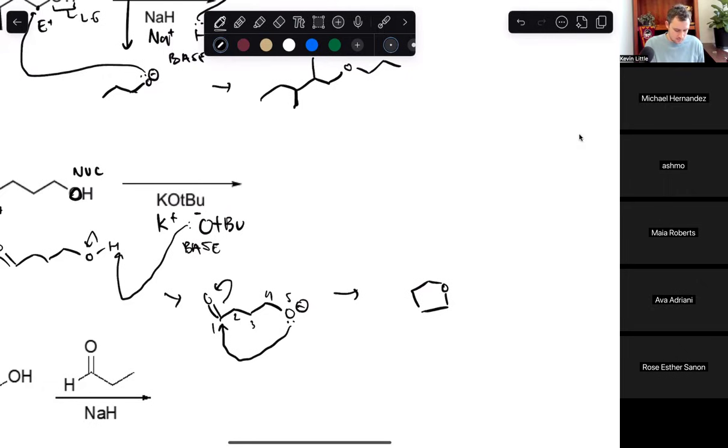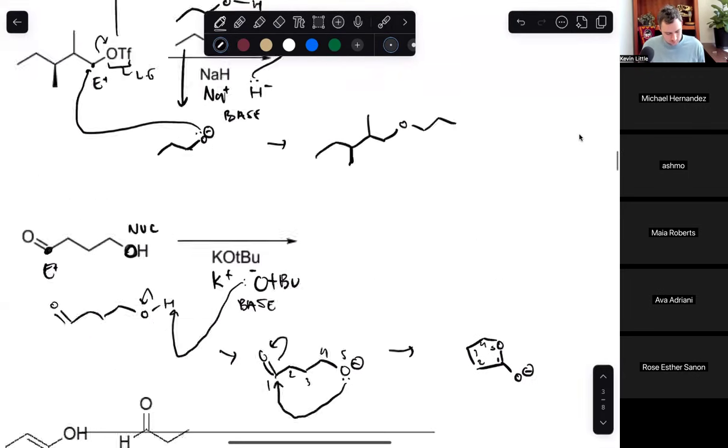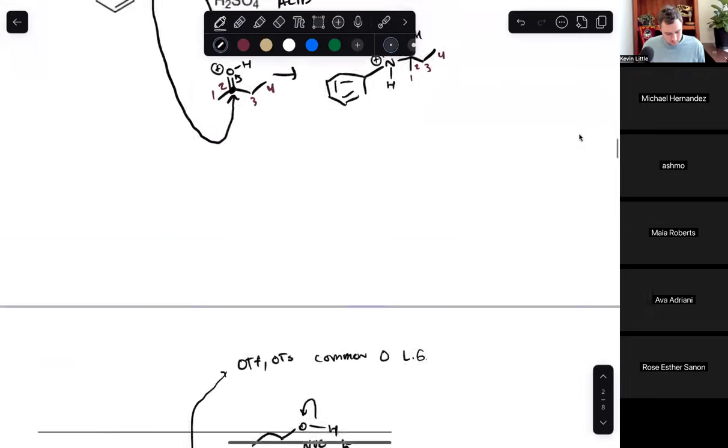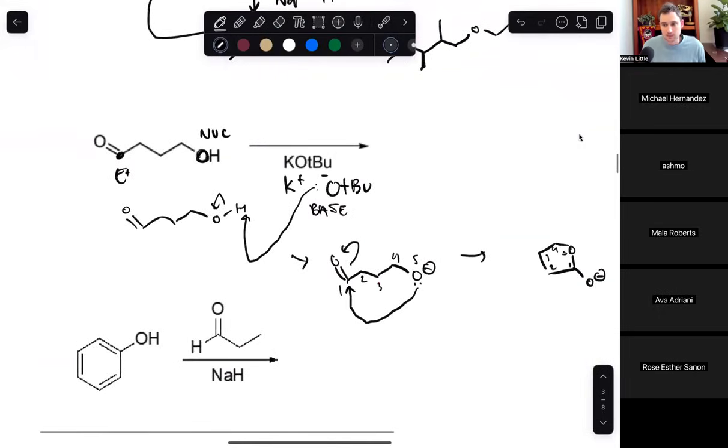Let's just say this is 5, 4, 3, 2, 1. 5 is connected to 4, 3, 2, 1. Nothing on 4, 3, or 2. There is an oxygen that's negatively charged on 1. Cool.